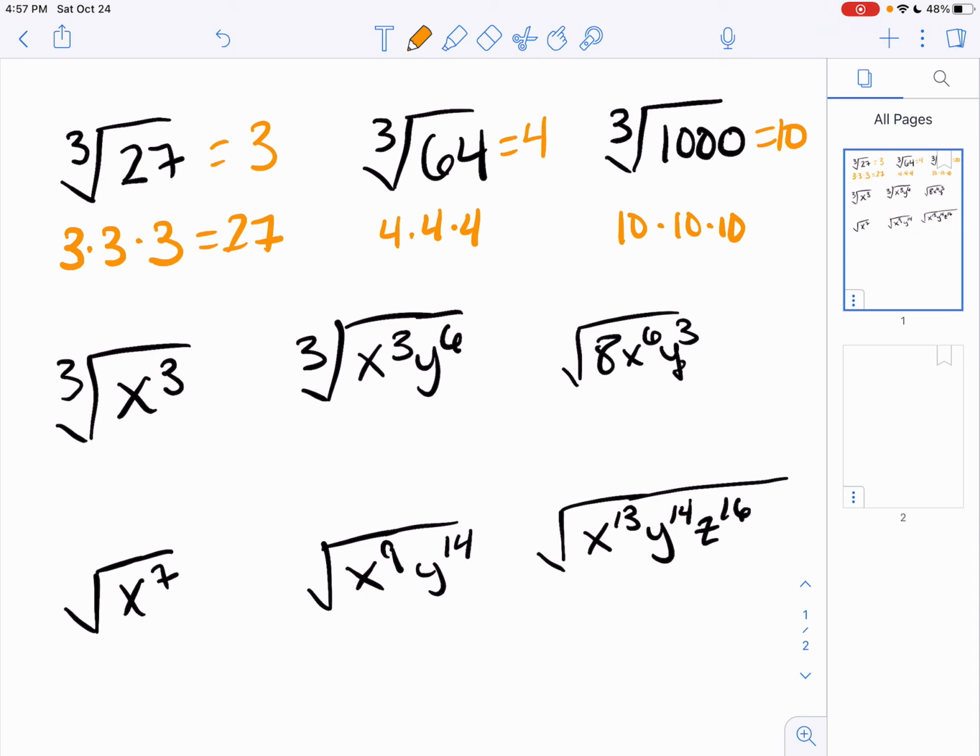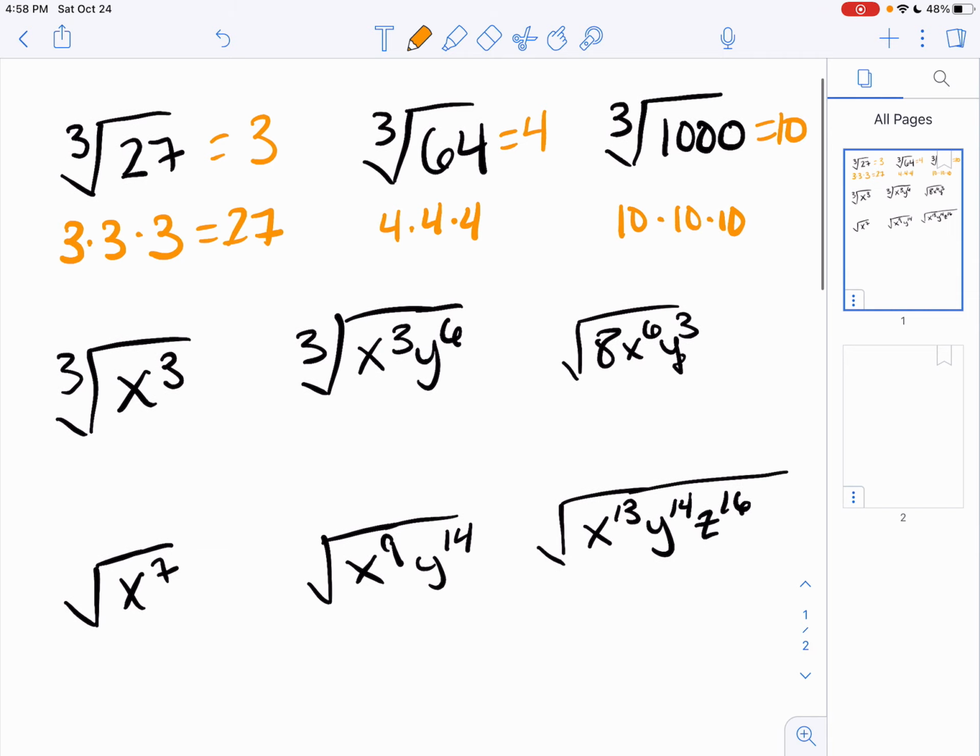And then when we have variables in our situation, any variable with an exponent that is divisible by 3 will have a cubed root. So x to the third is divisible by 3. So the cubed root of x to the third is x, because x times x times x is x to the third. So that's just x. The next one, x to the third, is once again a perfect cube, so we can take the cubed root, which is x.